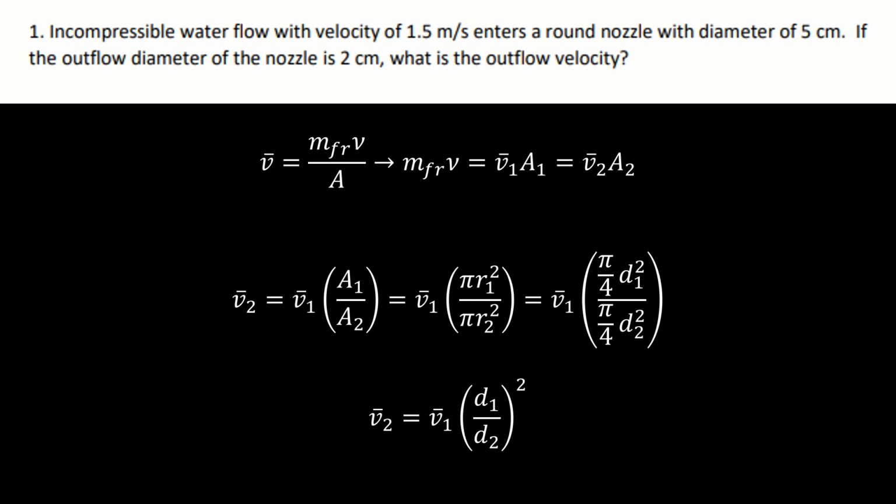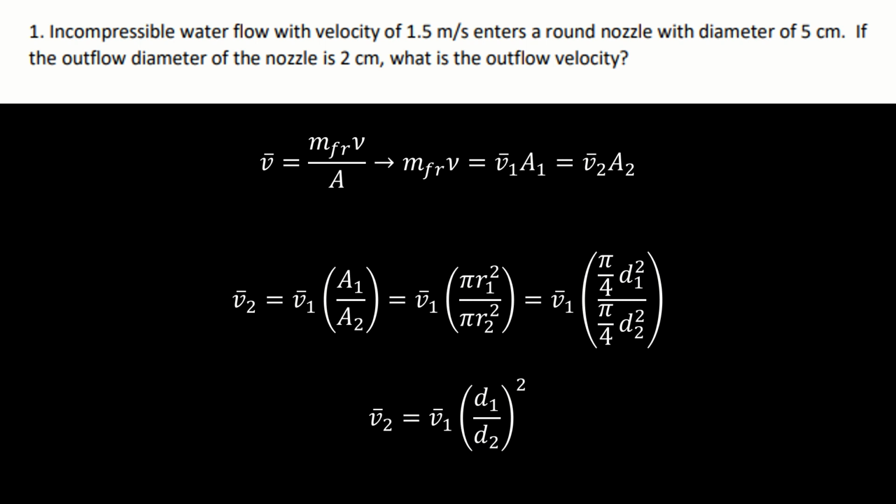So solving for the final velocity, V bar 2, that would be the initial velocity times the ratio of area 1 over area 2, or the inlet area divided by the outlet area. Naturally, being a circle, those areas are going to be pi times the radius of that circle squared, R1 for the inlet, R2 for the outlet.